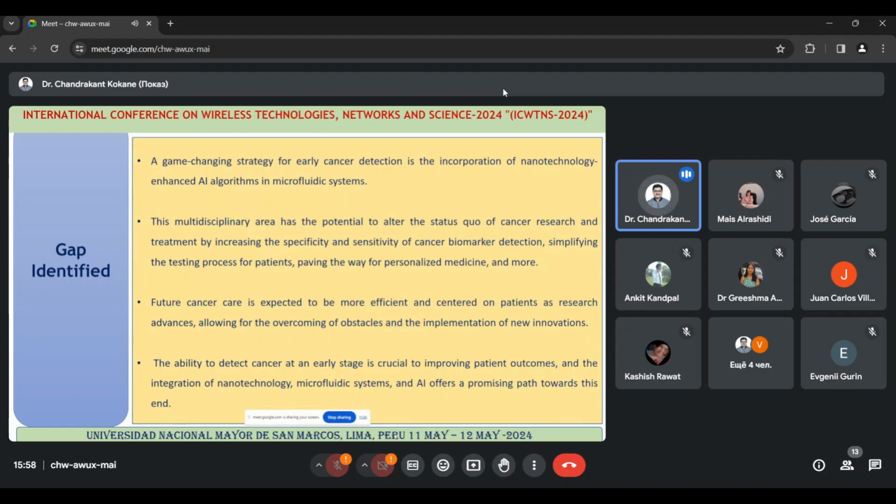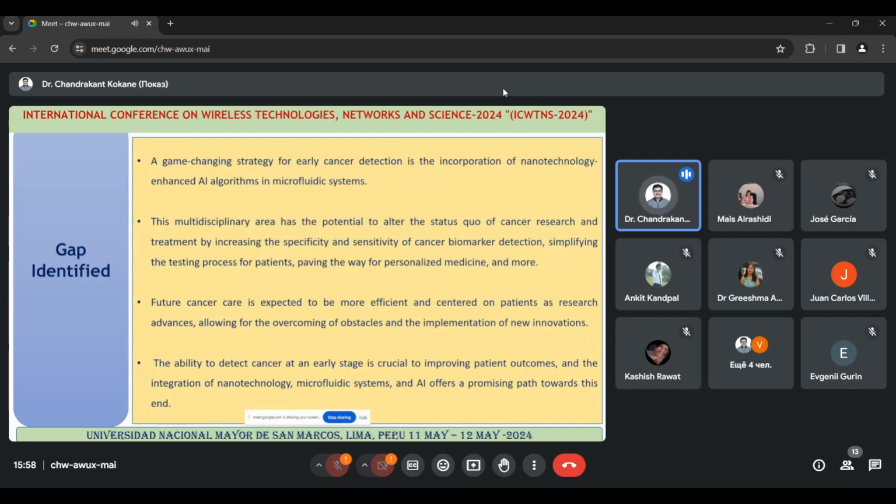The multidisciplinary areas have the potential to alter cancer research and treatment by increasing the specificity. Two parameters are considered here with respect to cancer biomarker detection: specificity and sensitivity. These two parameters contribute greatly to getting more accurate results. We are talking about the F1 scores.